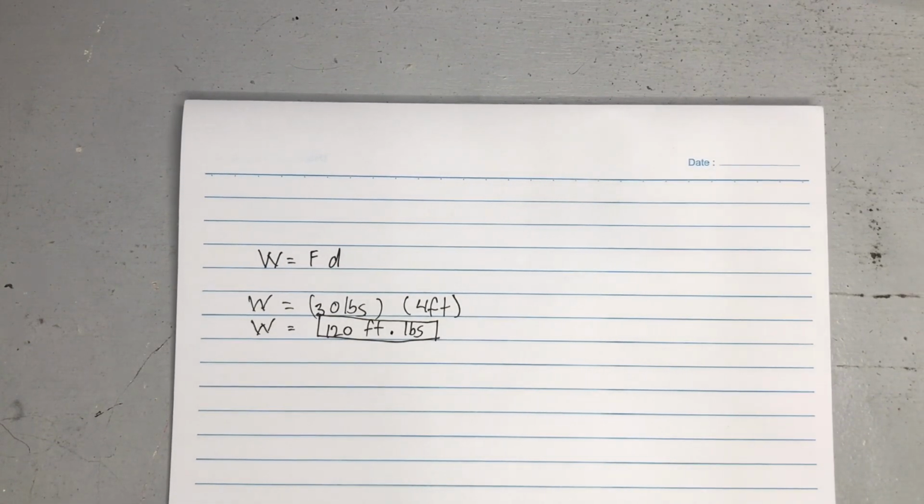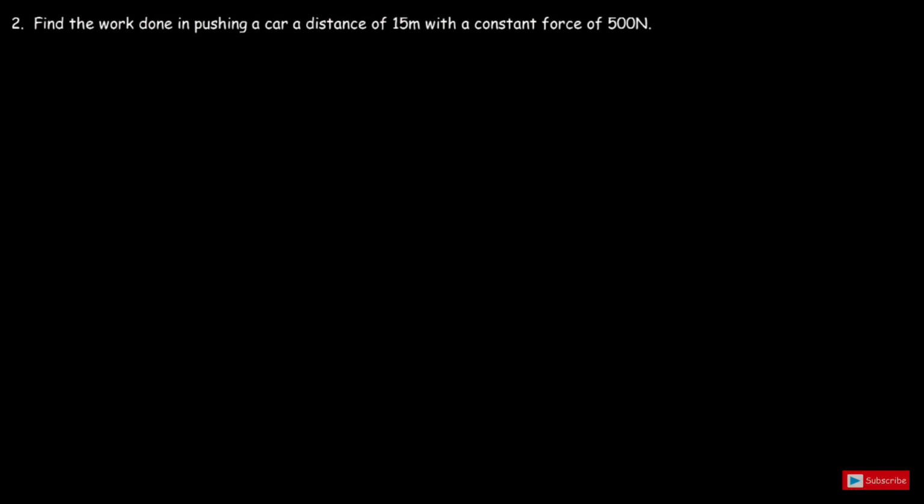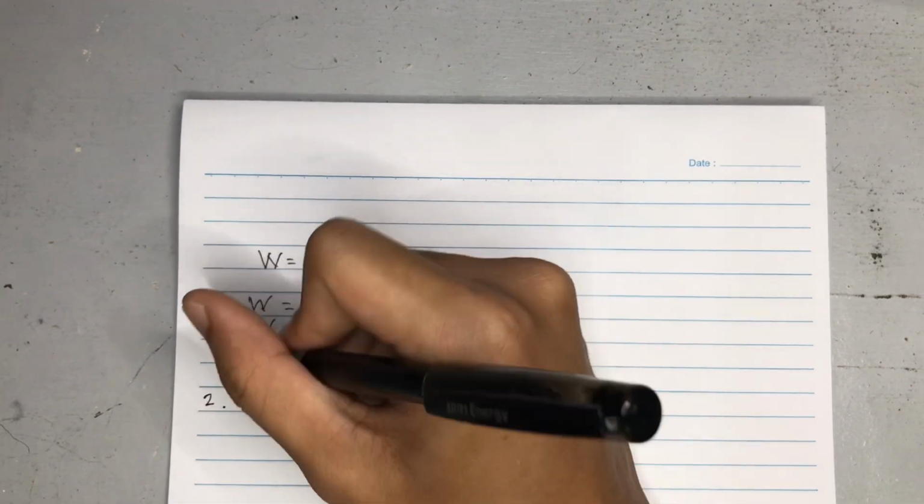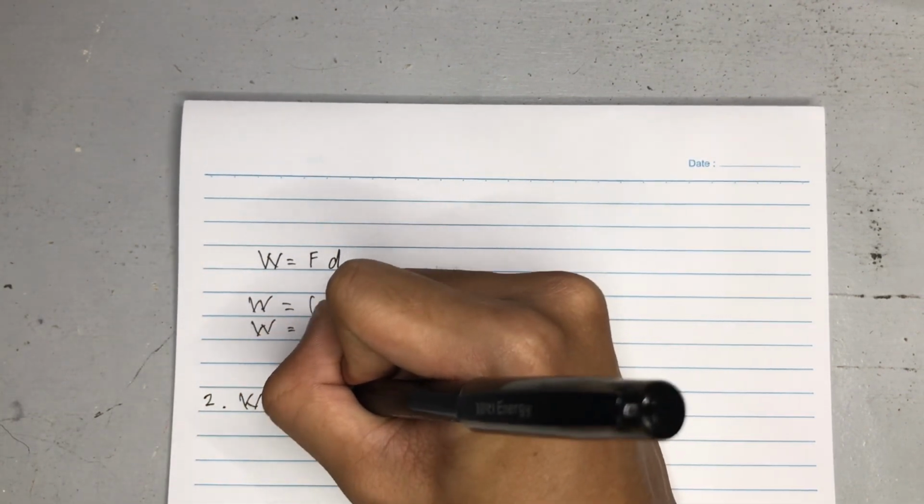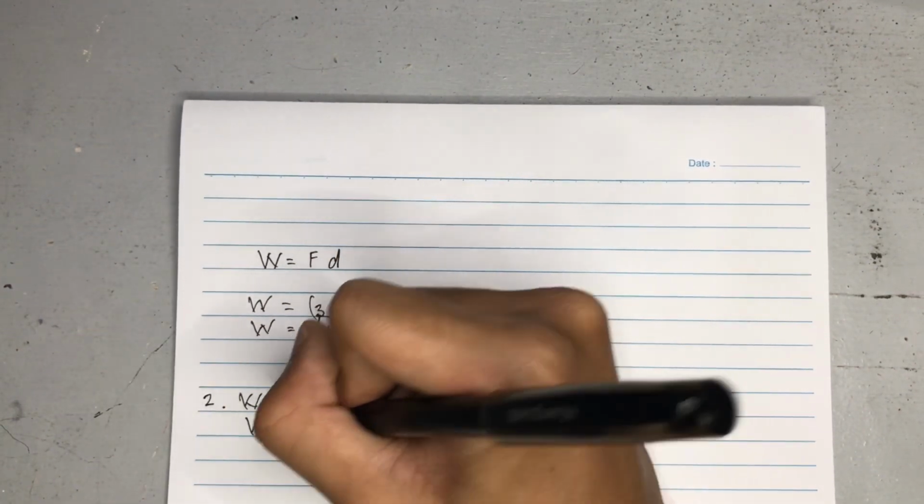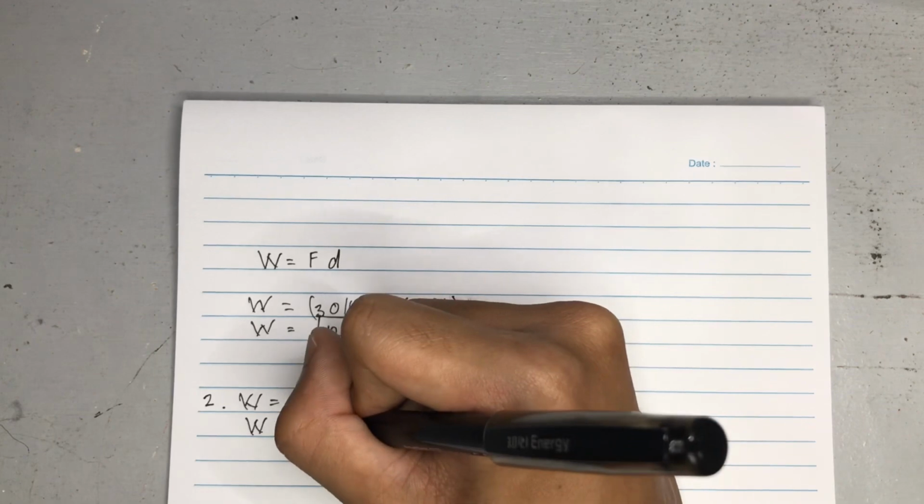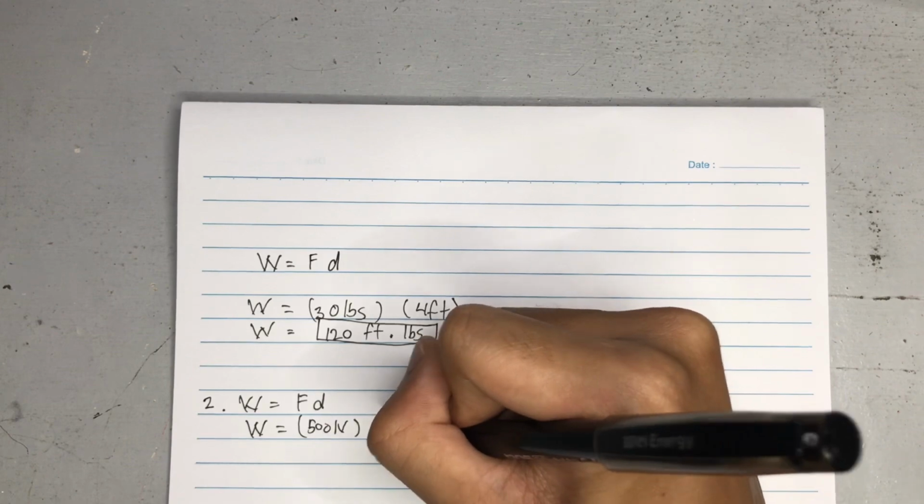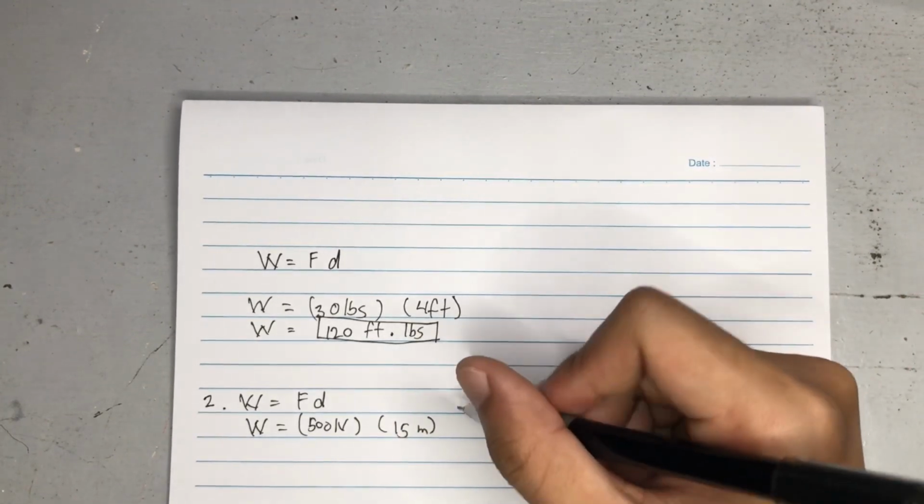So let's move on na. Question number 2. Find the work done in pushing a car a distance of 15 meters with a constant force of 500 Newton. So ganun din yung hinahanap dito sa number 2 question guys. So dun sa number 2, work is equals to force times distance pa rin guys. So substitute mo lang yung force. Yung force natin is 500 Newton. Times lang natin siya sa 15 meter, which is yung distance natin.